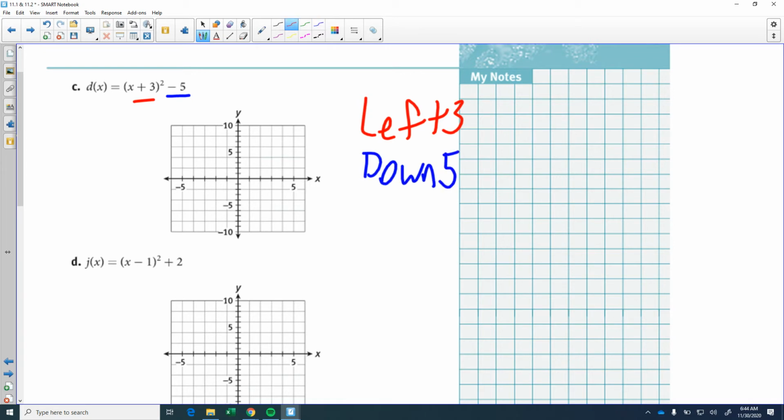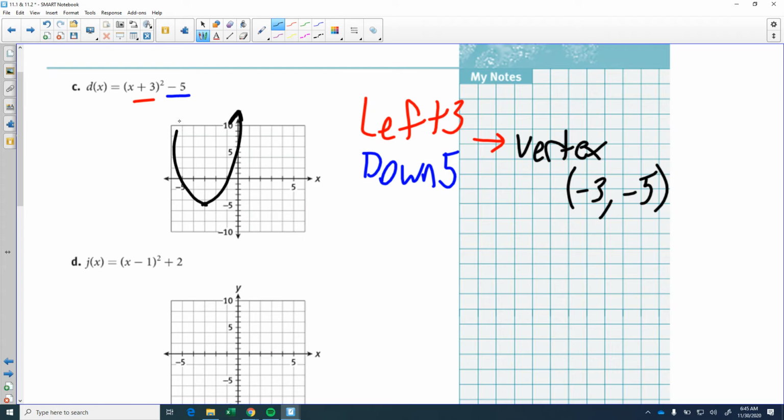Well, little do we know that is actually our vertex. All right? So our vertex is just our left, right, up, down motion, which in this case is left 3, down 5. So if I went left 3, down 5, I could plot a coordinate right there. And in all honesty, after I have that coordinate, I can just graph it out. In this case, it goes up this way, and I have the picture of my graph.